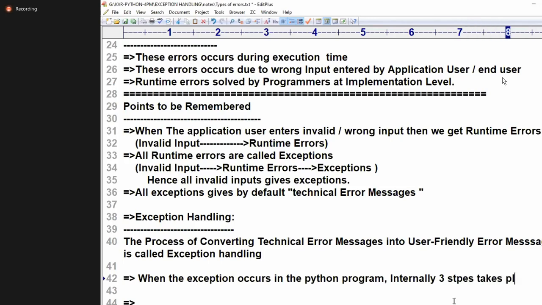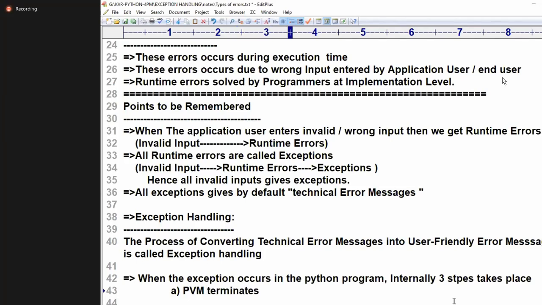Now I am writing A. First step: what is the first step? PVM abnormally terminates the program. PVM terminates the program execution abnormally. This is very, very important.